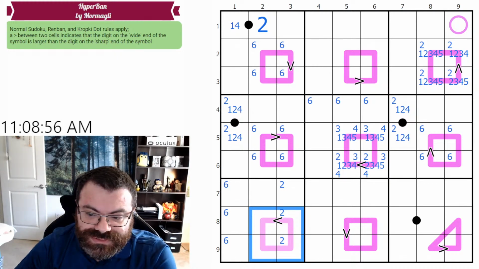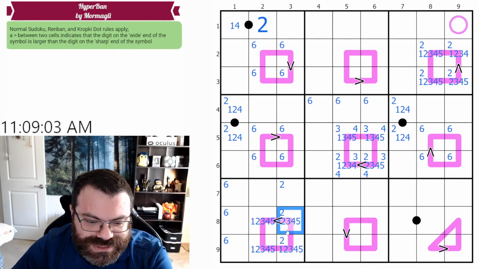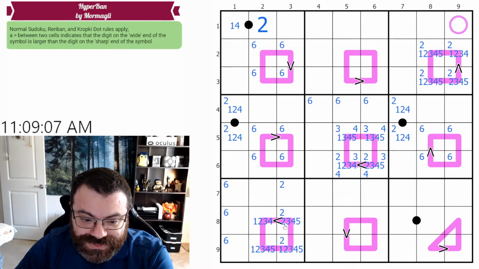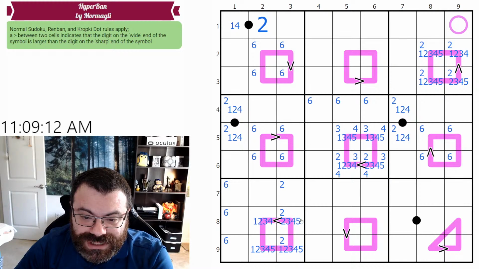So this is also from 1, 2, 3, 4, 5. That's not a 1, that's not a 5. So we have this diagonal of non-6 Renbans.